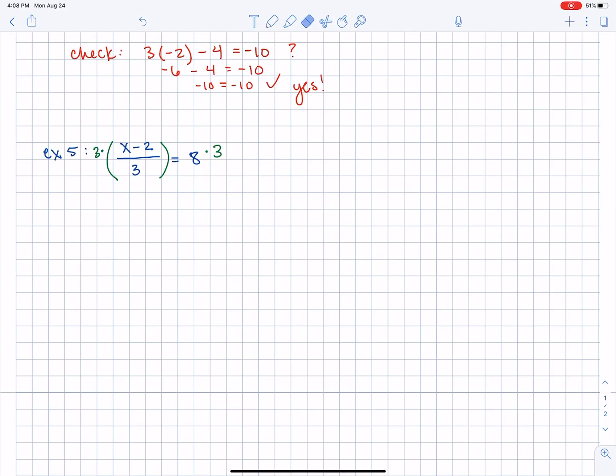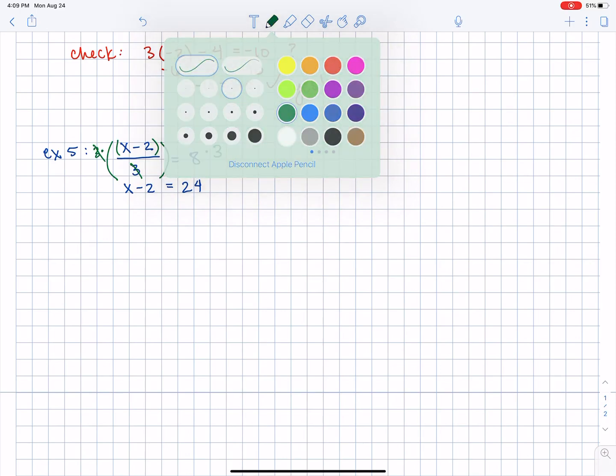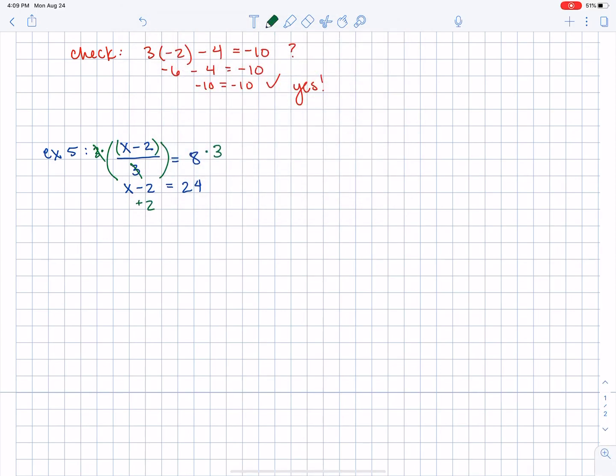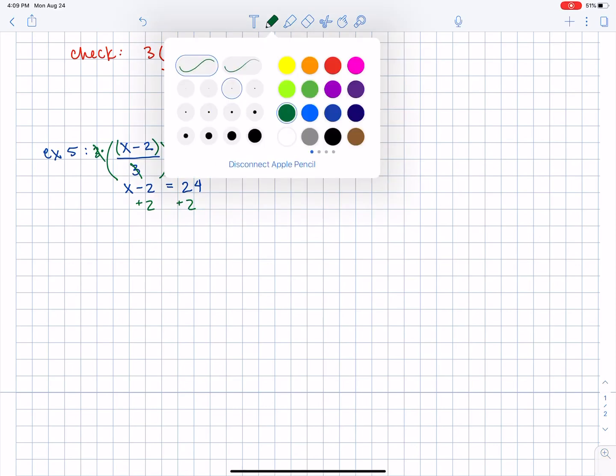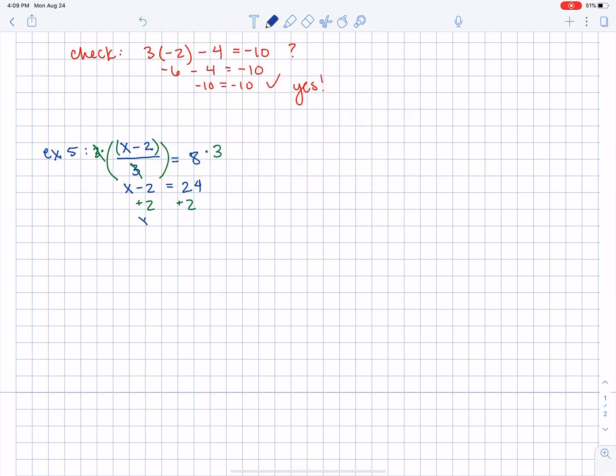Now, because we had these invisible parentheses around x minus 2, that's protected. So that cancels out. And then we're left with x minus 2 is equal to 24. I only have one more step in order to undo this and get it by itself. So plus 2, and we are left with x is equal to 26.